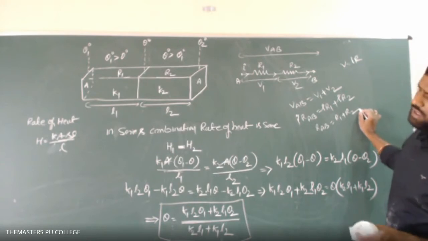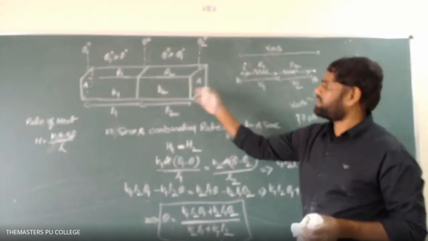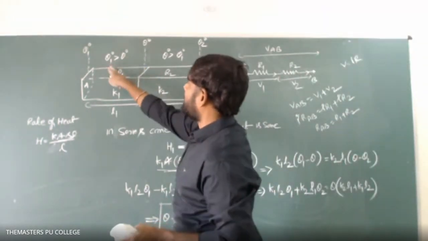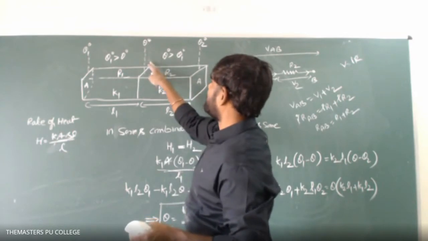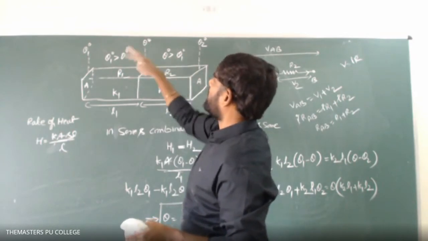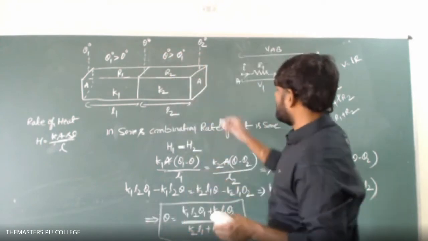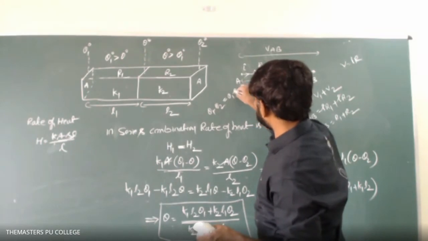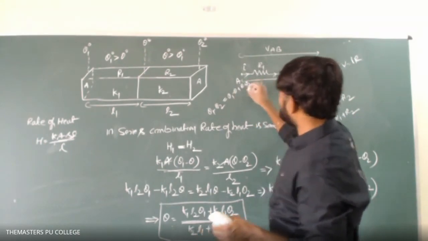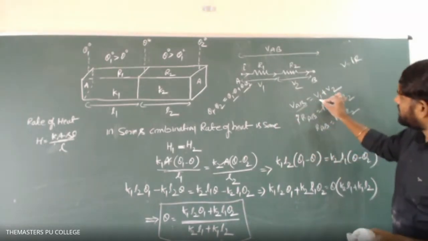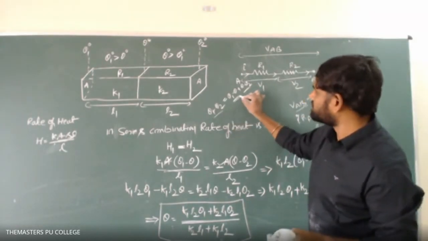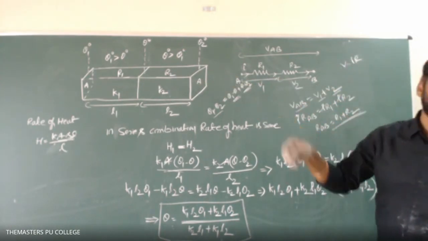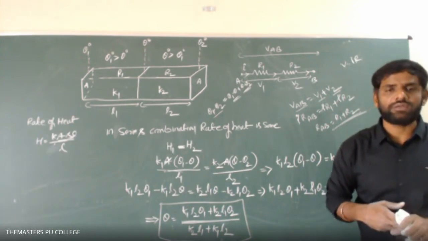Resistance between A and B is R1 plus R2. Similarly, here also the same amount of heat is flowing. So here the temperature difference is theta 1 minus theta, and here theta minus theta 2. What is the overall temperature difference? Theta 1 minus theta 2, which we can write as theta 1 minus theta plus theta minus theta 2. Similarly, how we wrote VAB equal to V1 plus V2, temperature difference we can write like this. If we follow this, we will get this only. Because of that, directly we have taken that in series combination R equals R1 plus R2.